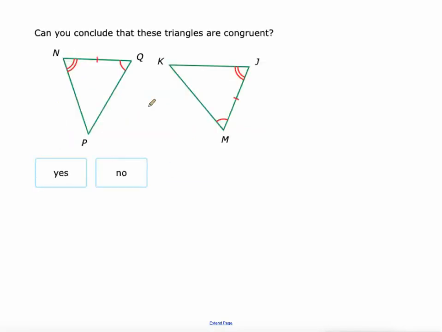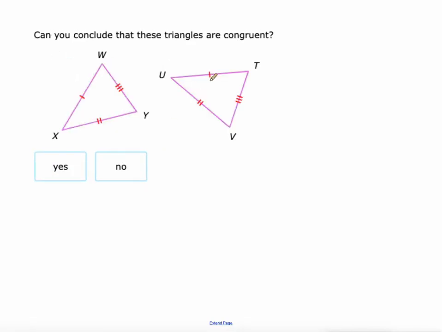Just a couple more. Are these triangles congruent? Well, what do I have here? I'm sorry, I have angle, side, angle. So yes, these can be proven congruent by the angle, side, angle rule. Can these two triangles be proven congruent? Side, side, side. Is that one of our rules? Yes, it is. Side, side, side is a rule that will prove congruence.